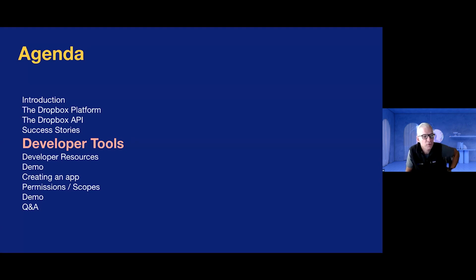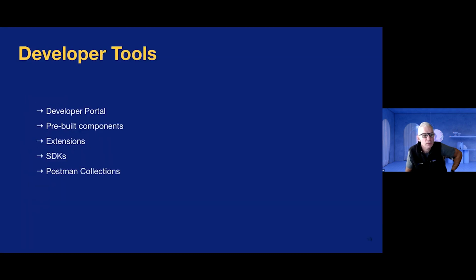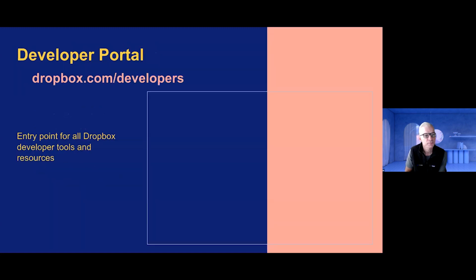Great, so those are the success stories. We're going to take a look at the developer tools available. We have the developer portal, the pre-built components, Dropbox Extensions, a super cool feature for you to use, the SDKs that we provide, software development kits, and the Postman collections.